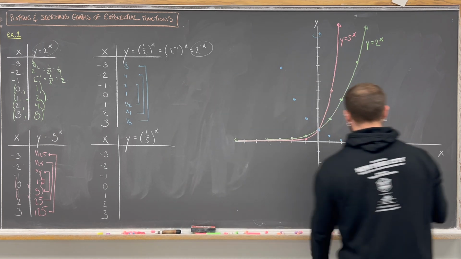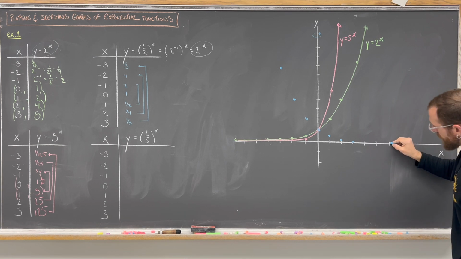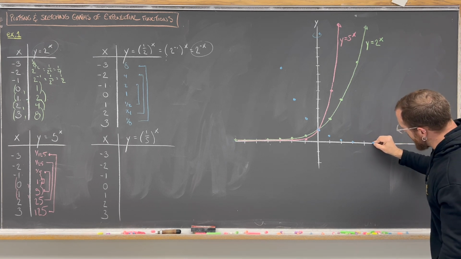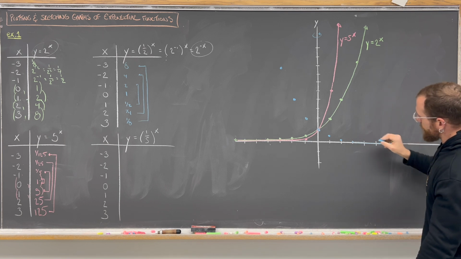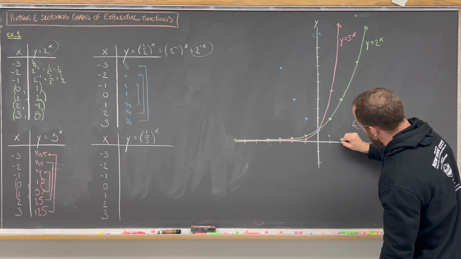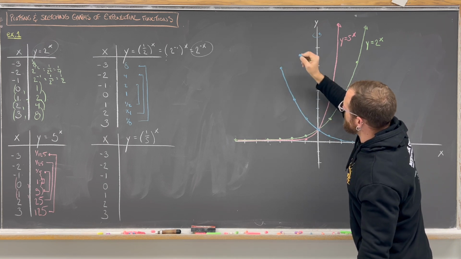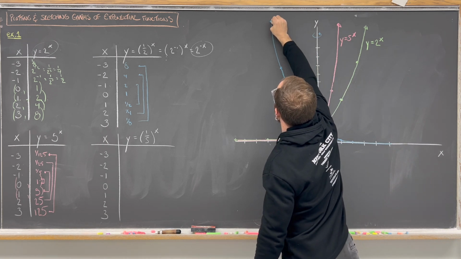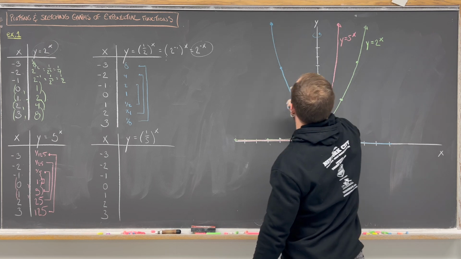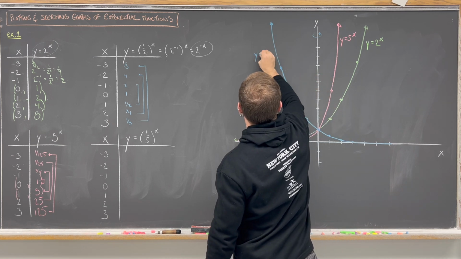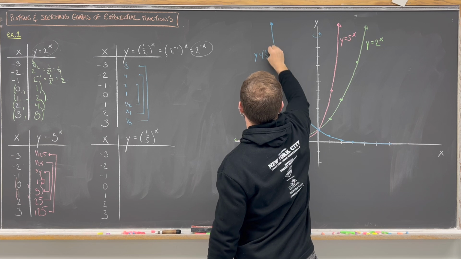So what does this graph look like? Well, it's getting closer and closer to the x-axis as you move to the right. And as you move to the left, its height is doubling every time x decreases by 1, giving it this shape. So that would be y equals 1/2 to the x.